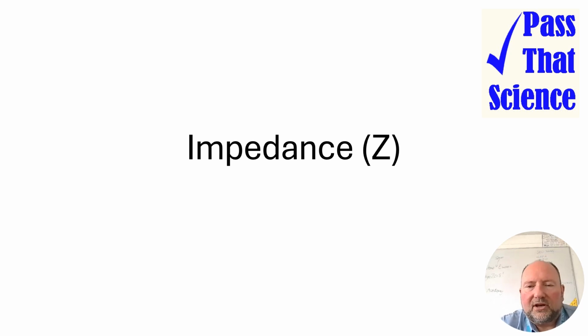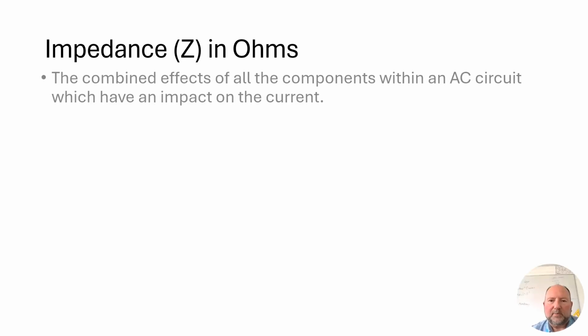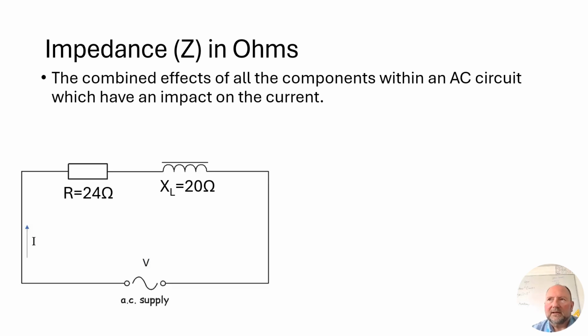Going to have a look at an example today of how to determine the impedance of an AC circuit. The impedance, of course, is the combined effects of all the components in that AC circuit that are having an effect on the current. And in our example, we have a resistance that's going to have an effect on the current. Also, the inductor there has a reactance that's going to have an effect on the current. If you want to remind yourself of how to work out the inductive reactance, there's a previous video on that.